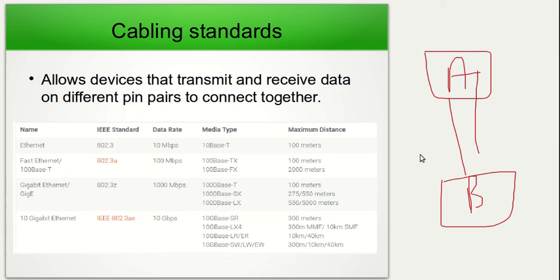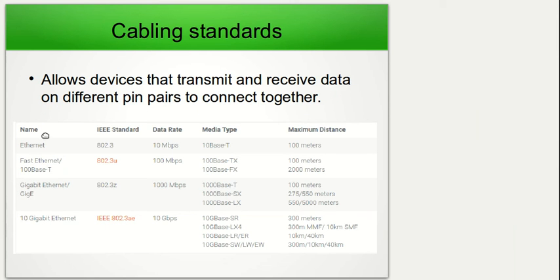And so let's talk about cabling standards quickly. Ethernet defines a data transfer rate of 10 megabits per second. It's base T, which means it's UTP cabling, and it supports a maximum distance of 100 meters. Fast Ethernet supports data rates of 100 megabits per second. It can come in either UTP or fiber optic standards. With UTP, it's only 100 meters long. With fiber optic standards, the cable can be 2000 meters long.